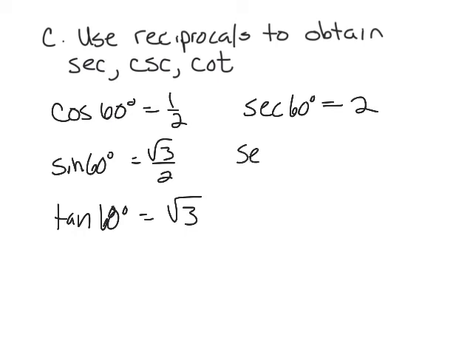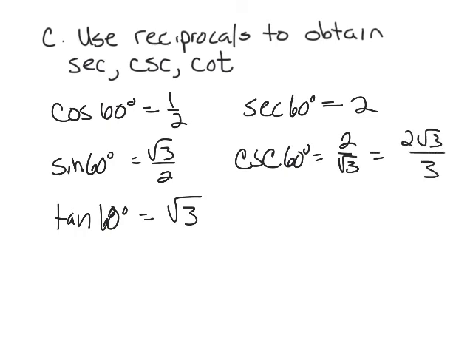The cosecant of 60 is going to be 2 radical 3 over 3, because we want to rationalize the denominator. The cosecant of 60 degrees is 2 over radical 3, or 2 radical 3 over 3 is how we like to write it. And then the cotangent of 60 degrees is the reciprocal of radical 3, which means the cotangent is radical 3 over 3. So once you have the original 3, you can use reciprocals to get the secant, cosecant, and cotangent.